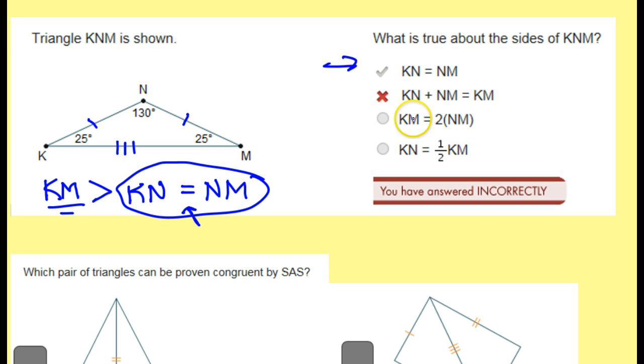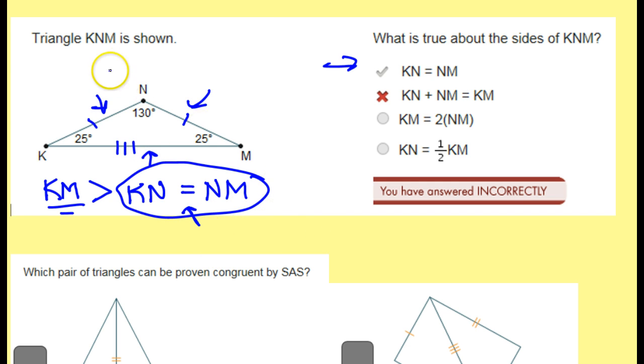Whoever did this particular test thought that the second one was the answer. So let's take a closer look at that. KN plus NM equals KM. So look, we know that KM is bigger, but there's no reason to believe that this one plus this one will equal this one.